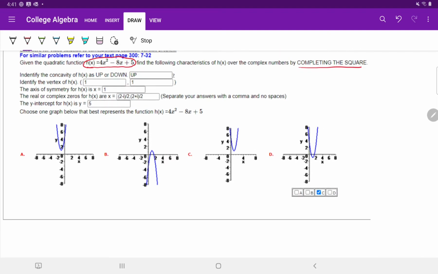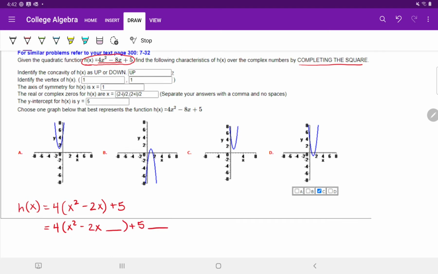So I'm going to rewrite the equation, h of x, but then notice that this is a 4x squared, so I'm going to factor out a 4 to the front of this from the x squared term and from the negative 8x term. So my parabola, or my equation, now looks like this. I'm going to rewrite it to leave some space. So I'm going to put a blank inside the parentheses and another blank outside the parentheses.